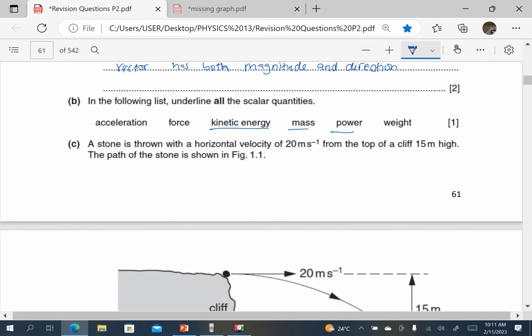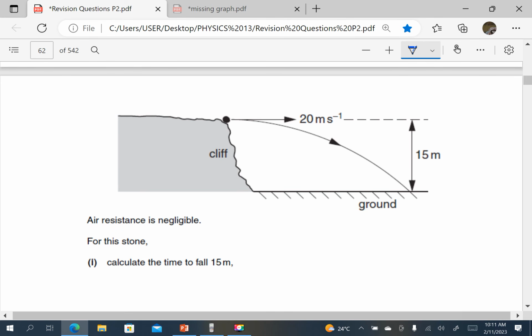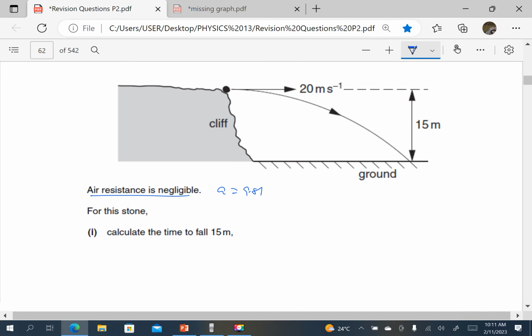A stone is thrown with a horizontal velocity of 20 meters per second from the top of a cliff, 15 meters high. The path of the stone is shown here. So you can see the path of the stone. Air resistance is negligible, so it means acceleration is constant, 9.81. For this stone, calculate the time to fall 15 meters.